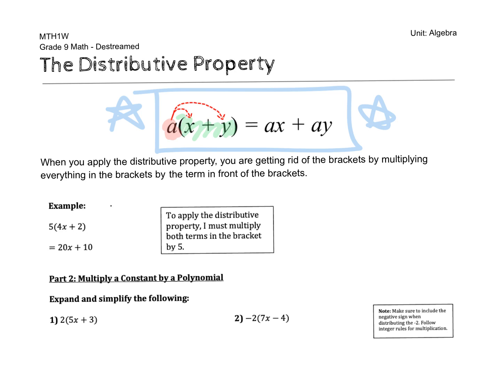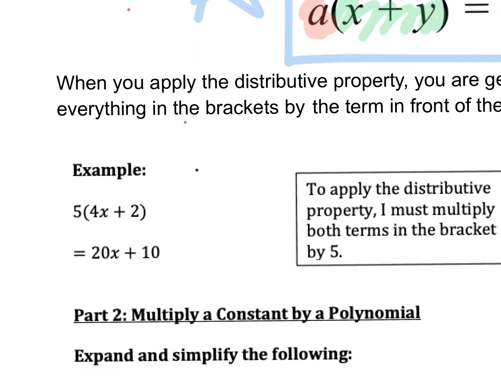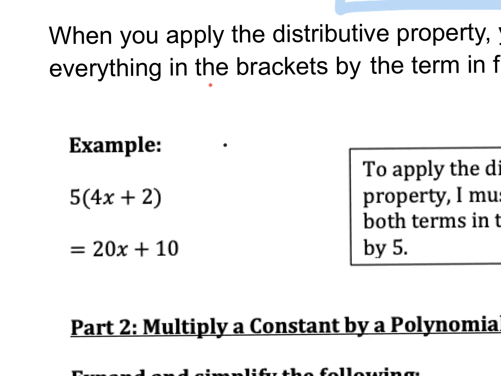To show you an example, I have an example down here. Let me just zoom in on the example. So you can see right here, there's our example. And you've got 5 out in front of the brackets, touching the brackets. So you know that means multiply. So what we're going to do is take 5 and multiply by what's inside the brackets using what we learned yesterday.